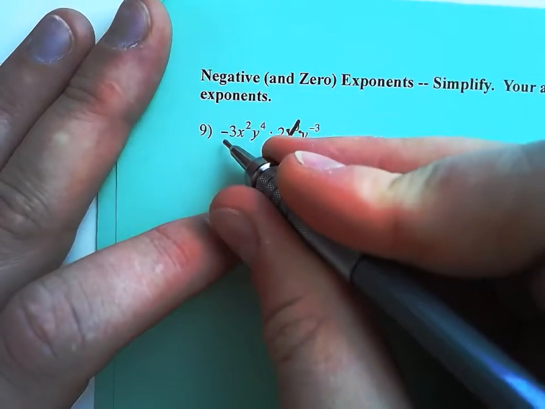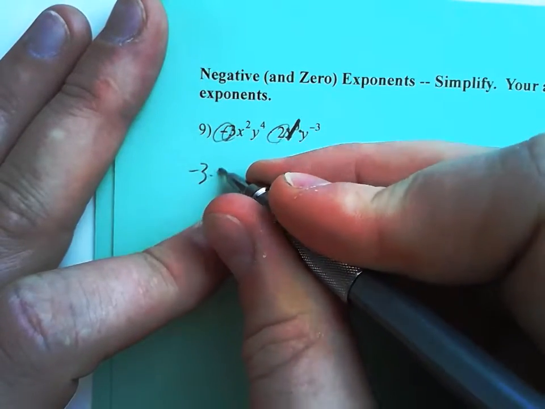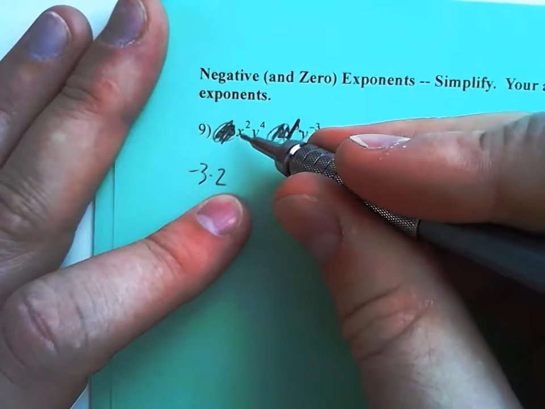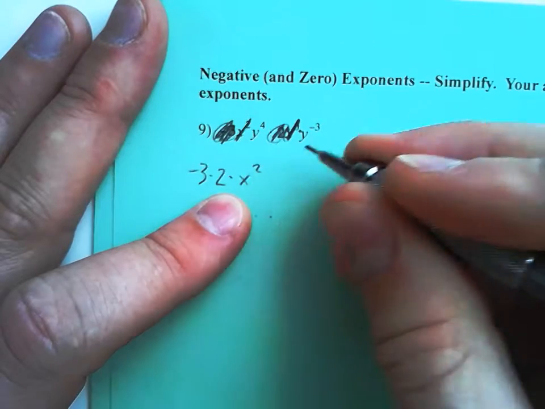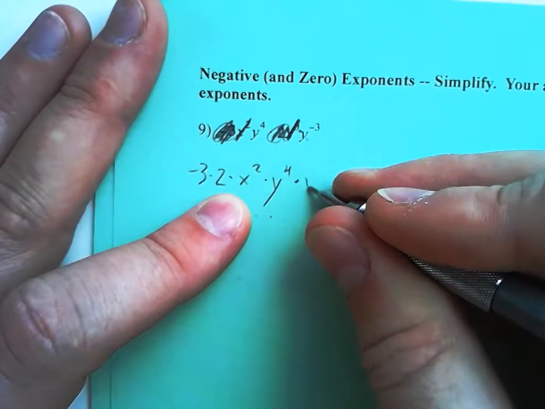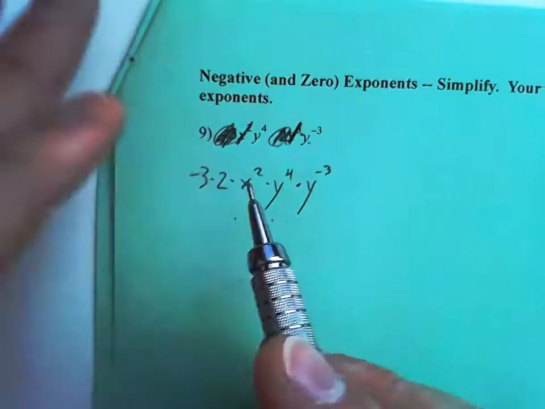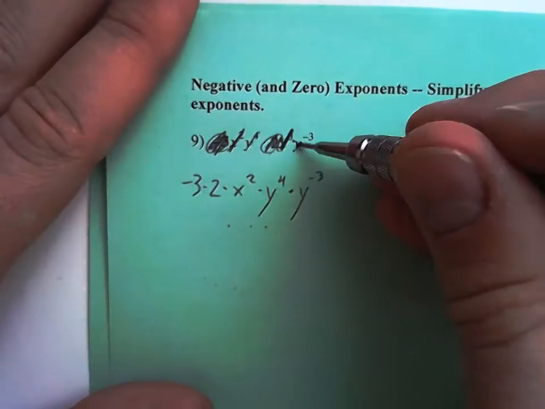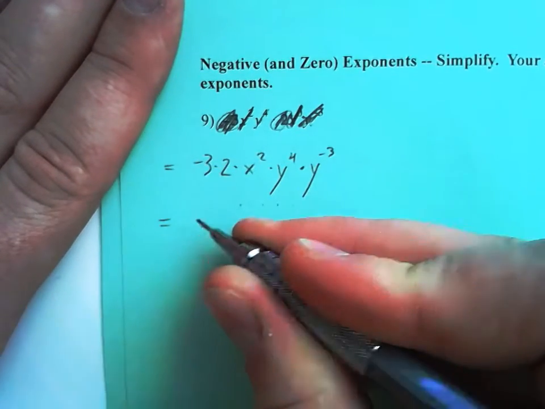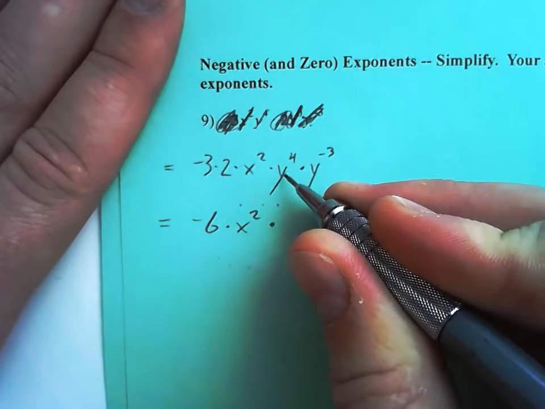Okay, so now I'm going to write the two numbers at the front, negative 3 times 2. I'm going to cross those off since I got them down here. Then I'm going to write the x squared. Now I'm going to write the y's times y to the 4th times y to the negative 3. So put all the like things together. The y's together, the numbers together. There's only one x factor in there. So negative 3 times 2 is negative 6. X squared is the only x piece in there.